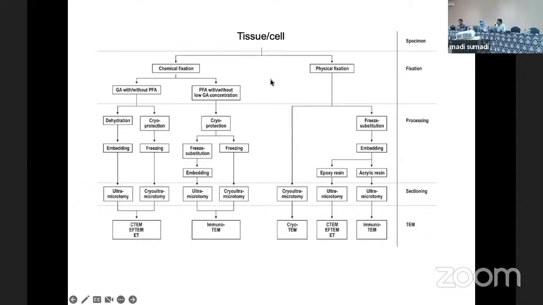Fixation means routinely we use paraformaldehyde or glutaraldehyde. Glutaraldehyde goes very well with electron microscopy because of better contrast, and paraformaldehyde goes very well with light microscopy. It's 4%, which is generally very good. There are also various other ways of fixation that you regularly use, like methanol, acetone, xylol, and alcohol. You can use many ways, but the most favorable fixation is 4% paraformaldehyde.